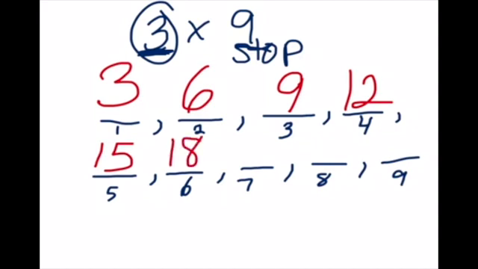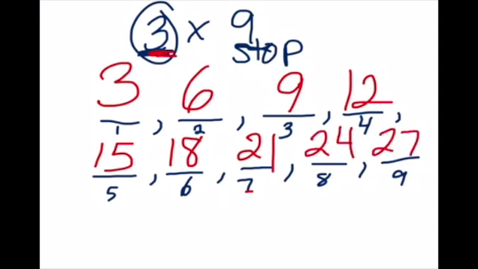Ooh, I forgot. Without using my fingers, what would come after 18? I don't want to use my fingers. Oh, I can think of 3 times 7. Oh, that's 21. Yeah, that makes sense. 18, and after that's 21. Yep, 24, and then 27.